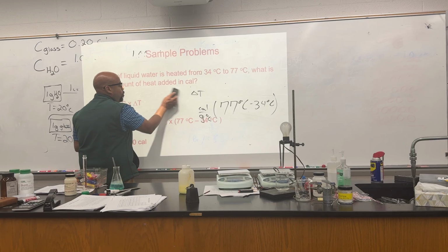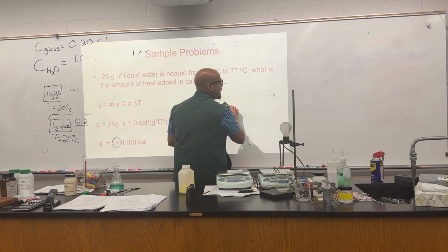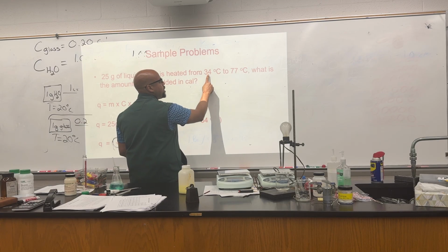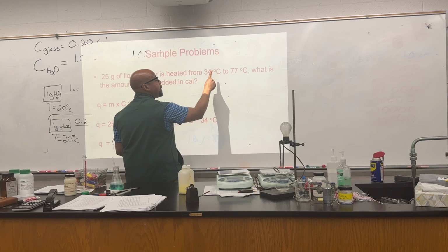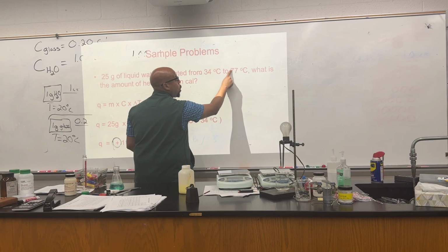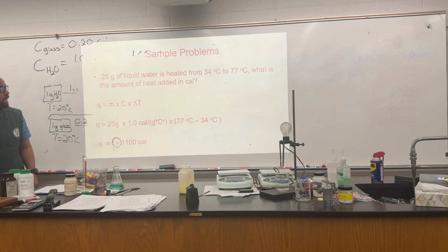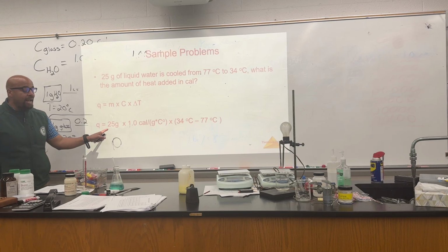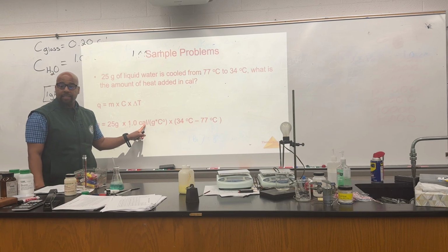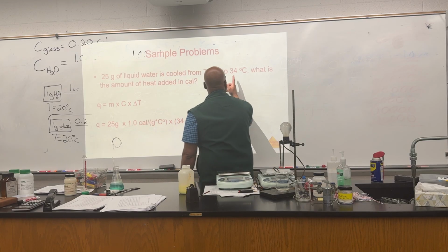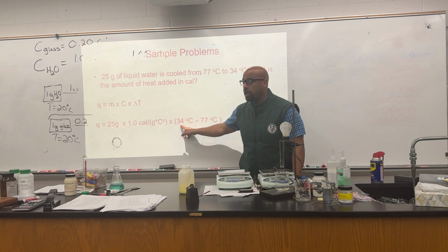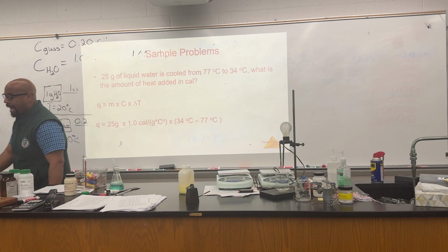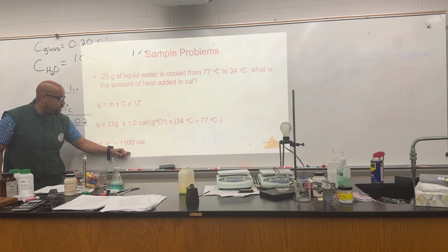Now, for this problem, watch what's going to happen here. I'm going to take the exact same problem on the next slide. And instead of going from 34 degrees Celsius to 77, I'm going to go from 77 and cool this down to 34. If I substitute it into my expression here, the mass is the same. Specific heat capacity is the same, but the final temperature is now 34. The initial temperature is now 77, which is going to kick out, in this case, a negative 1100 calories.